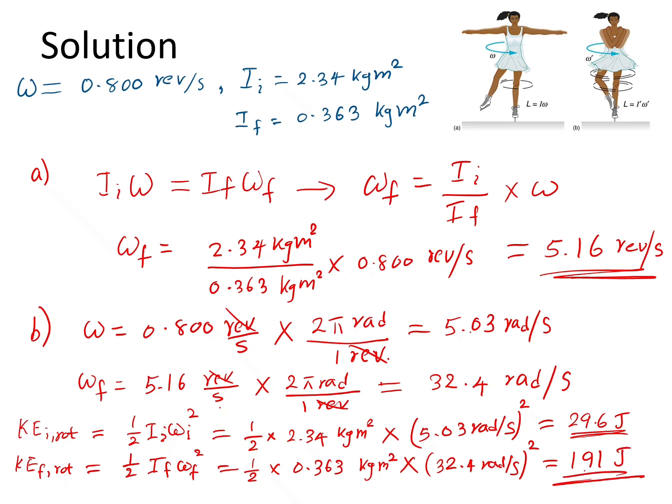Notice what happened. Angular momentum stayed constant, but rotational kinetic energy increased. This does not violate conservation of energy because the skater did work with her muscles while pulling in her arms. That internal work increased her rotational kinetic energy. So the final message is, when external torque is zero, angular momentum is conserved. If the moment of inertia changes, the angular velocity must adjust to keep angular momentum constant.